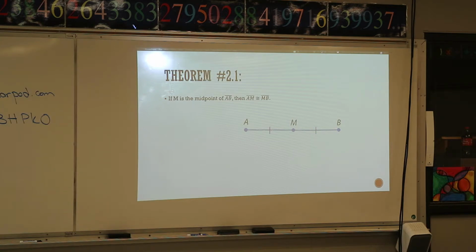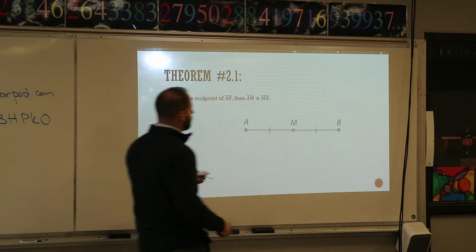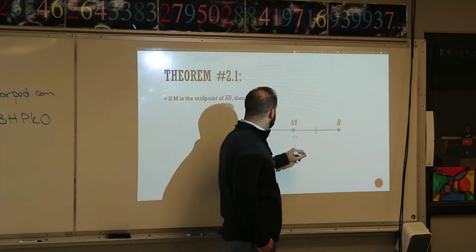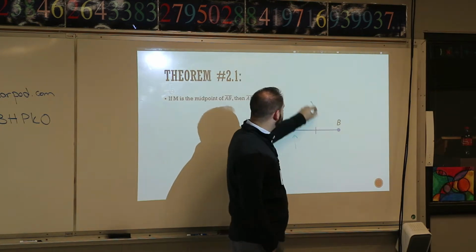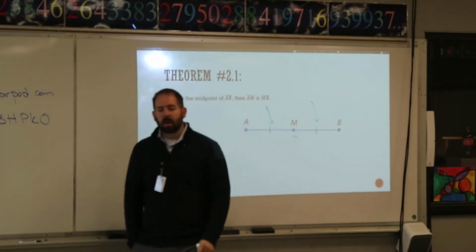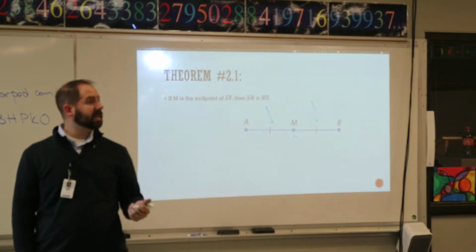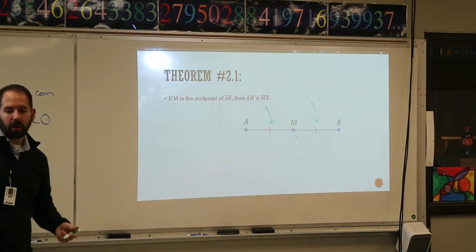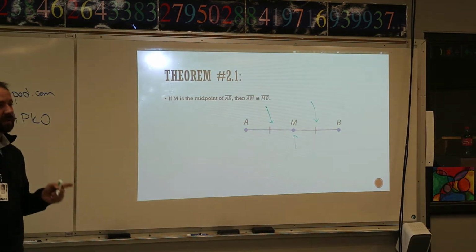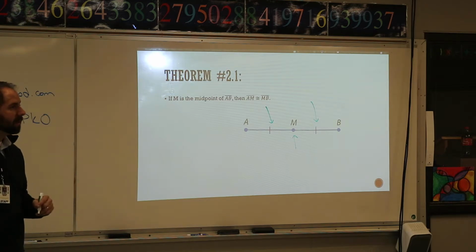So M is the midpoint of AB, then AM is congruent to MB. So if this is the middle, the midpoint, the middle dot, then what we're trying to prove is that this stick is congruent to this stick. Okay. The proof of this, because it is a theorem, right? This is theorem 2.1. The proof is using the definition of what midpoint means, but it's going logically through it.